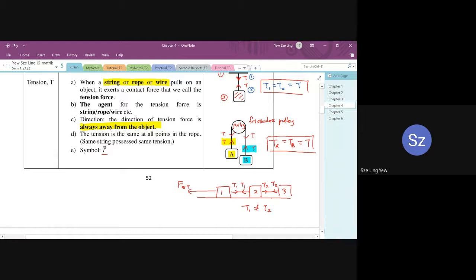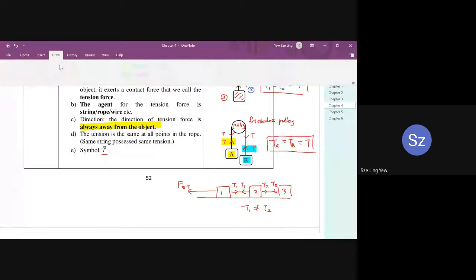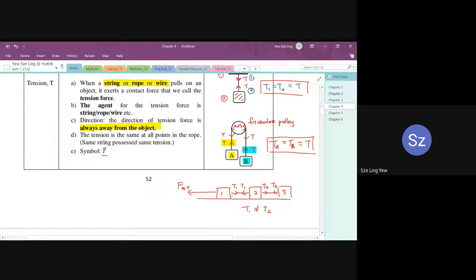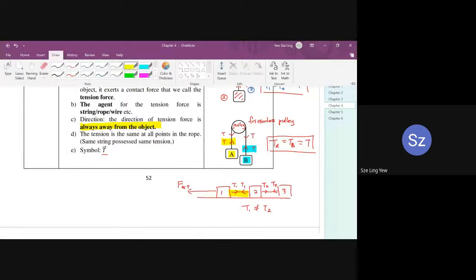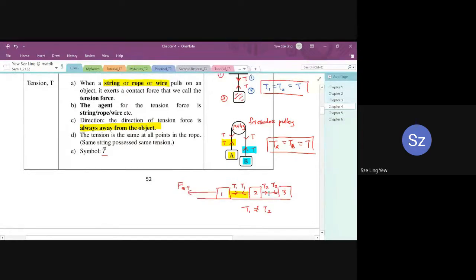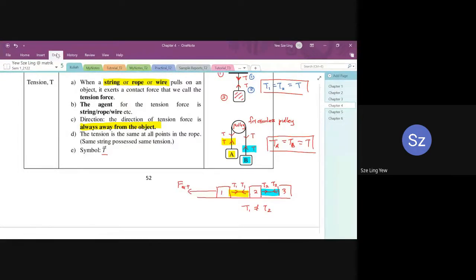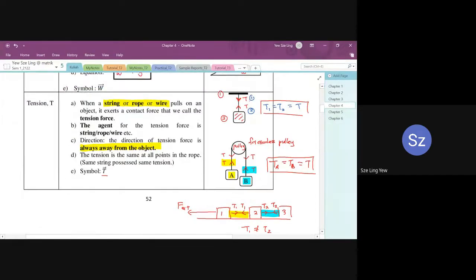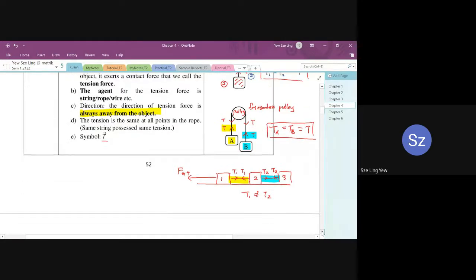The reason I know they are not equal is that now I have two different strings. This is my string number 1, and this is my string number 2. So now I'm looking at different strings, and different strings come with different tension. In the diagram above, because you're looking at the same string, they have the same tension. So this is the second type of force.